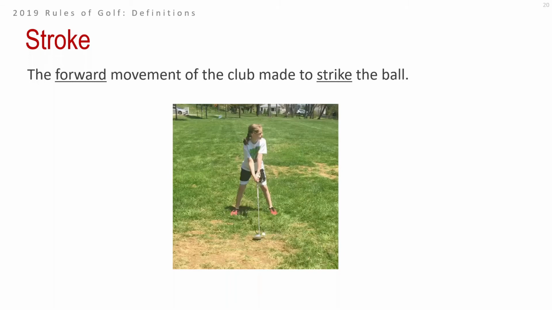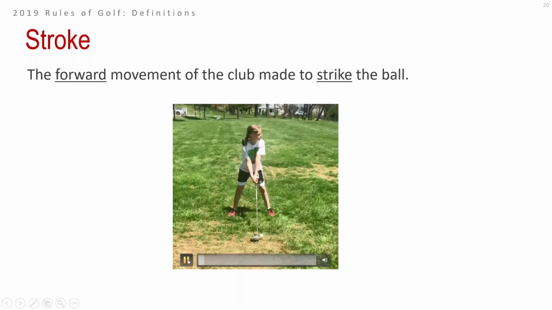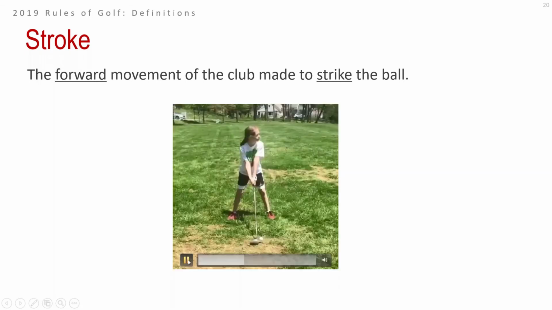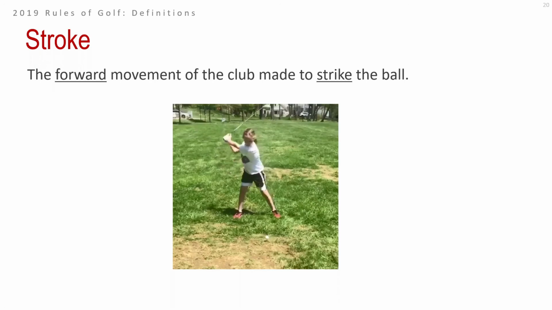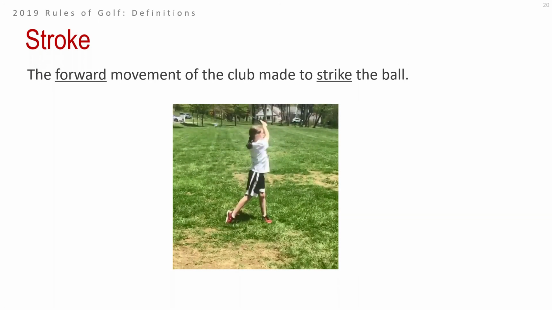The definition of a stroke is the forward movement of the club made to strike the golf ball. And the key term there is the forward movement of the club made to strike the ball. This is what it looks like. As you can see there, the forward movement of the club made to strike the ball is considered a stroke.